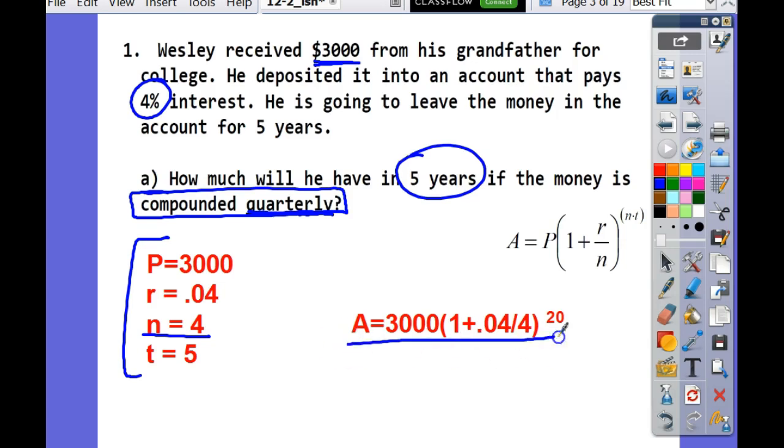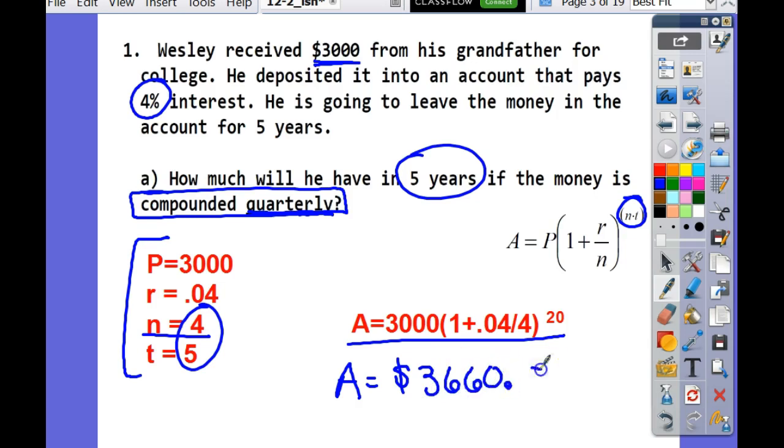You plug that into the calculator. Oh, where did I get the 20? There's no 20 over there. And so this is n times t. It's a little bit easier to get it in your calculator if you go ahead and multiply those together. Divided by 4 raised to the 20th power. And so the amount after 5 years, just put it in the calculator, figure it out.